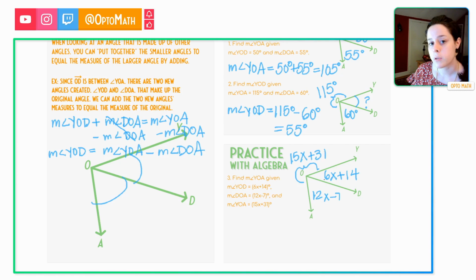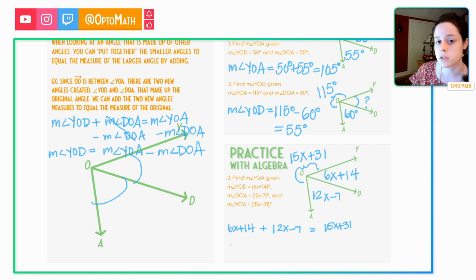Okay, part plus part equals whole. Even though there's a lot going on with these algebraic expressions, it's still the same process, still the same idea. So one of the parts is YOD, so that's 6x plus 14. We add that to the other part, 12x minus 7, which would be this measure of angle DOA here. And we equal that to the measure of angle YOA, which is 15x plus 31.